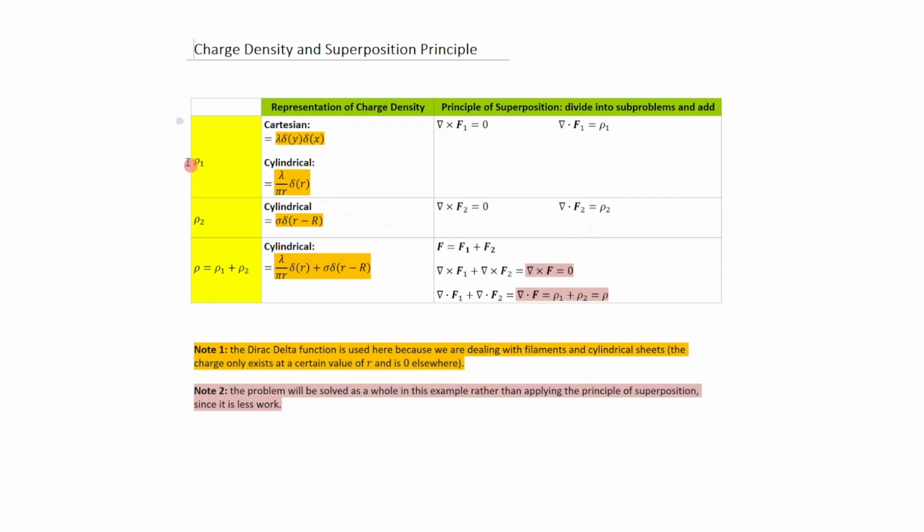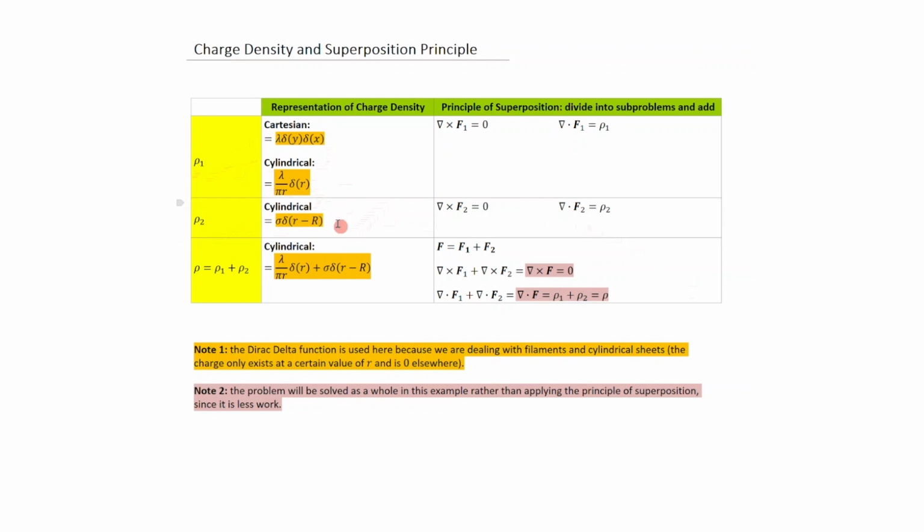If you look here, for instance, rho 1, you could represent a filamentary charge in Cartesian coordinates, which means delta x, delta y, because a filament is in the z direction. As far as a cross-section is concerned, the Dirac function is only in the xy plane, and this lambda represents the charge density per unit length, coulombs per meter. On the other hand, we could also represent this in cylindrical coordinates, in which case it would take on this form.